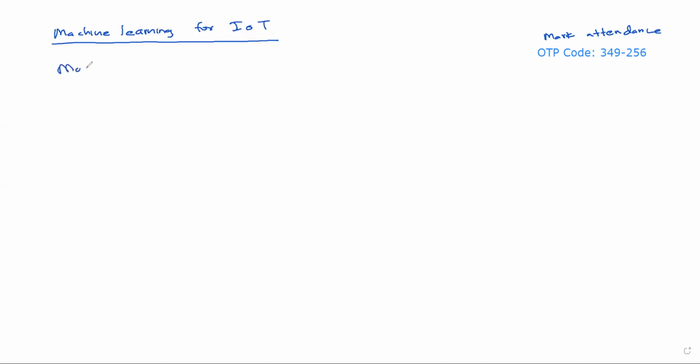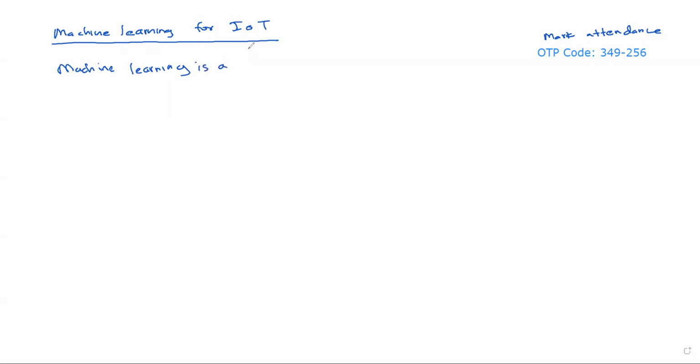Machine learning is important for IoT, and it is enabling a large amount of data to be processed using a machine learning algorithm. So machine learning is an enabling technology for many IoT applications, as we discussed in the last classes. Machine learning is a technology which enables computers to learn from data.